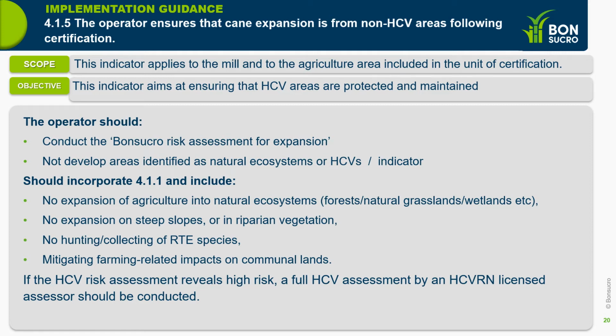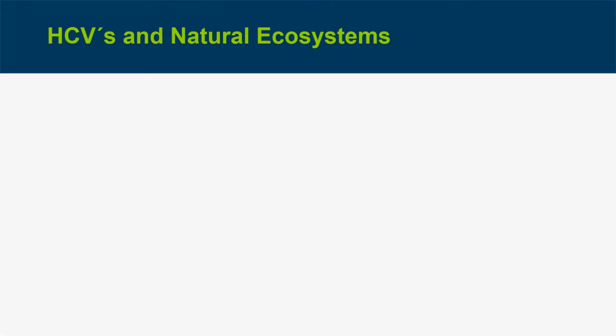Why for agriculture? Because the intention is not to have other crops before sugarcane, so in the transition between the natural ecosystem damage and the sugarcane. And of course, if the HCV risk assessment reveals high risk, an ALS, HCV Resource Network assessor needs to conduct the full HCV assessment. But now, what are HCVs and natural ecosystems?